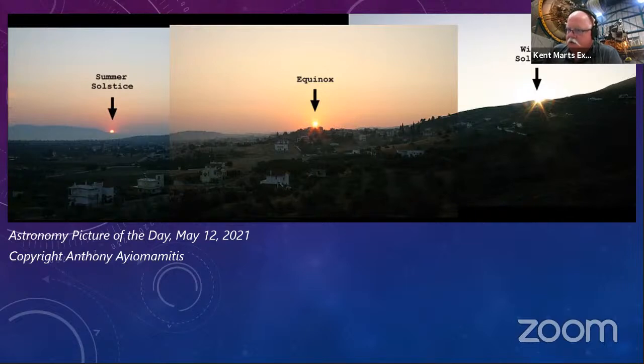No, it would be looking east to the sunrise, I think. Summer solstice would be on the left. The winter solstice would be on the right. So it shows sort of the movement, how the sun will move back and forth.